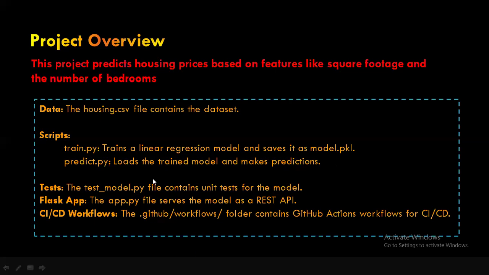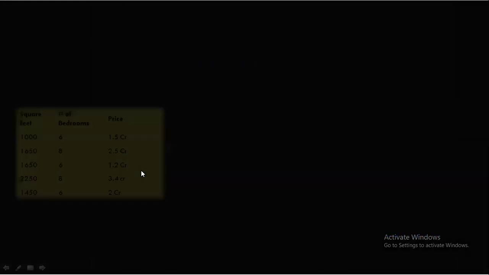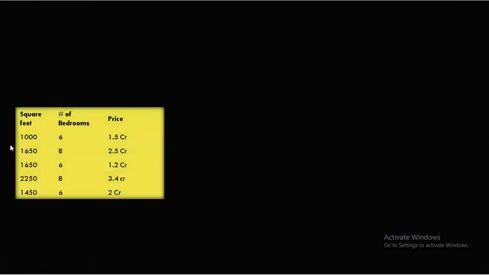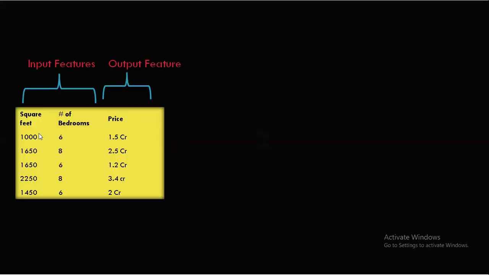Okay, so here, train.py and predict.py. What is this actually? This is the data set given. It contains the two features, the square feet and the number of bedrooms. This is the target, the one we want to predict. So initially we need to train the model with these input features and the output feature. This is my model.